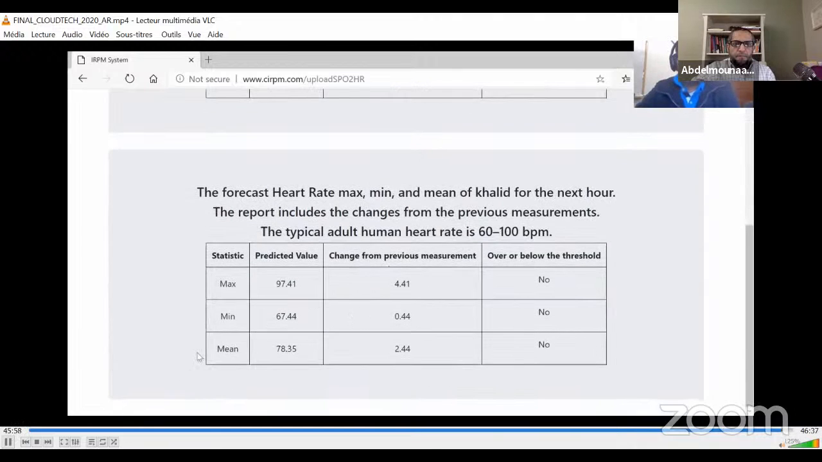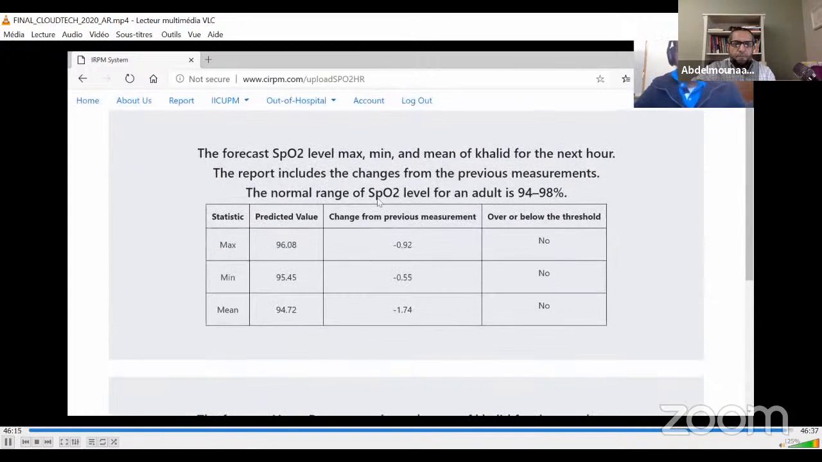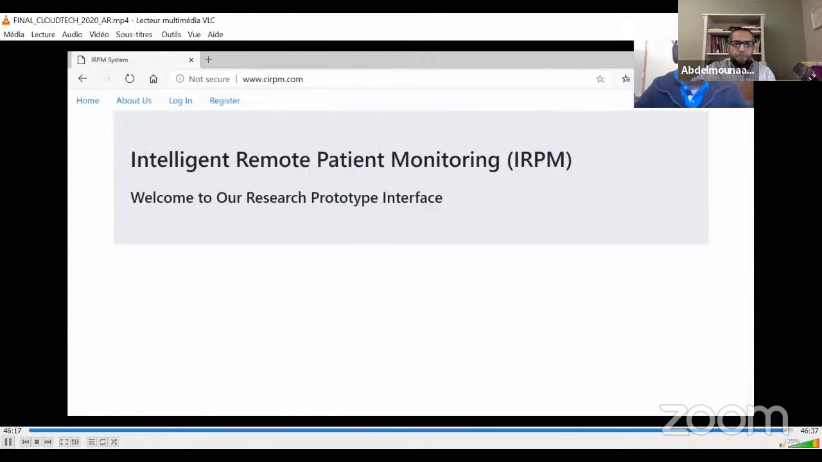For the heart rate, it's the same, but here the normal range is between 60 and 100. If it's above or below the threshold, it tells me yes. So I'm good. This is the max, mean, and median. I'll go back to my presentation slide.